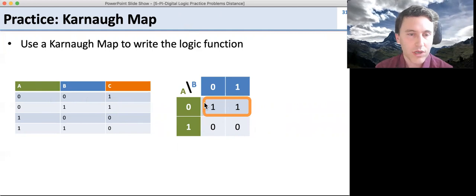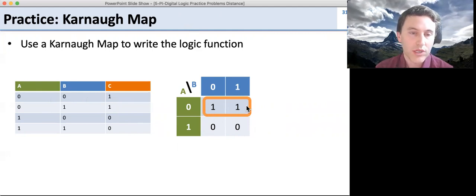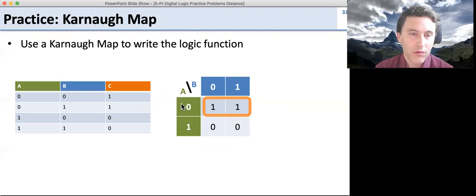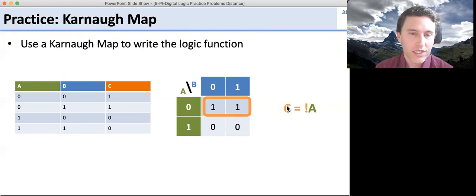And so that's going to be this one up here. So if we circle this one here, the question is, what is this logic function? Well, this line here is true when A is false. So whenever A is false, everything in that row is true. So this is C equals not A. So that's a logic function.